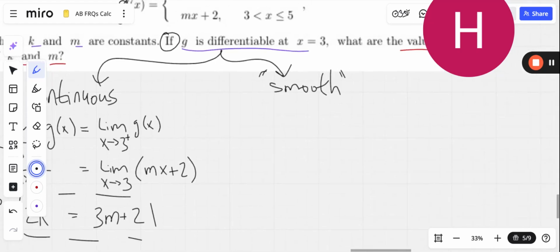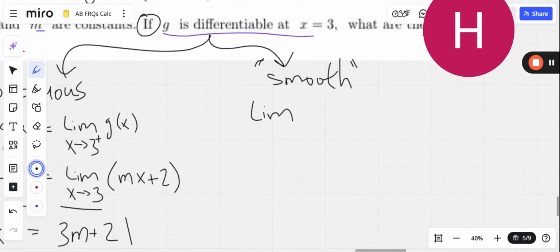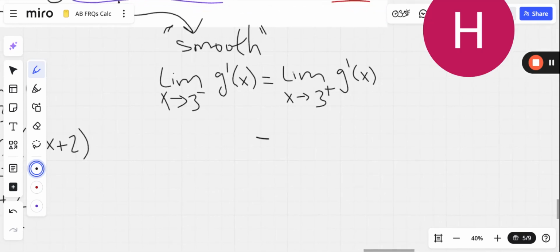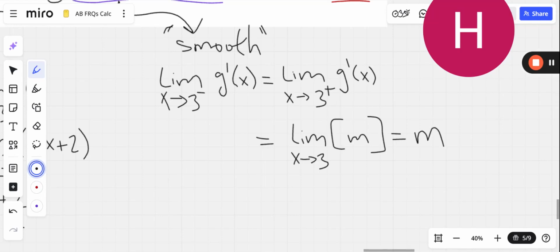Alright, so what does that mean? That means that the left and the right side derivatives also match. So the limit as x goes to 3 from the left of g prime needs to equal the limit as x goes to 3 from the right of g prime. Let's work with the right side first, because that's going to be the limit as x goes to 3 of the derivative of mx plus 2, which is just m. So that just equals m.